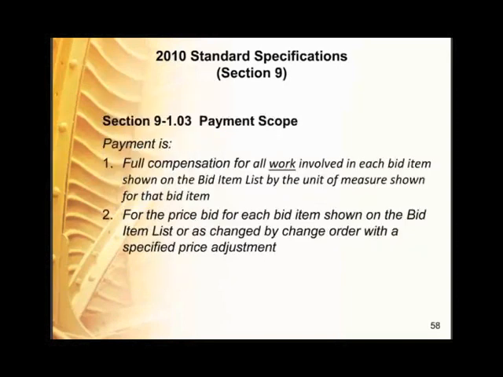Okay, section 9, payment scope. Payment is full compensation for all work. I have it underlined, and I also showed you the definition for work earlier. It is involved in each bid item shown on the bid item list by the unit of measure shown for that bid item. And payment also is for the price bid for each bid item shown on the bid item list or as changed by change order with a specified price adjustment. So that's what payment is.